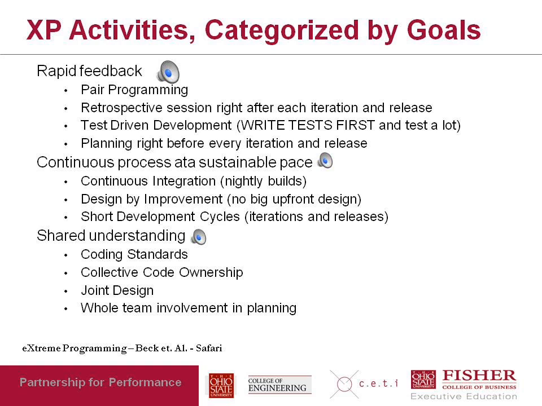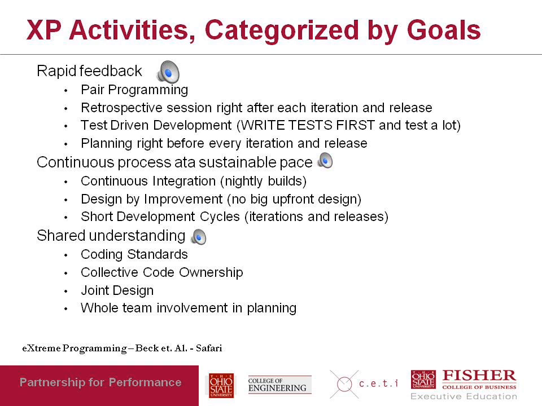And thirdly, there are short development cycles. Every 2 weeks, or sometimes even every week, an iteration is complete. And then every month, every 2 months, maybe every 3 months at the latest, a release is made available to the customer. The third XP goal, or actually the third agile goal, I keep conflating the two, is shared understanding.